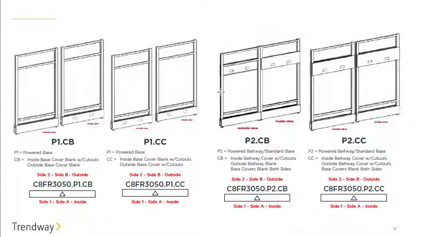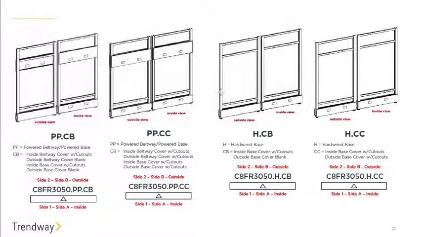In this one, we're showing pre-powered panels. P1 designates power in the raceway, and P2 designates pre-powered power in the beltway. As you can see, there are no blank cutouts on both sides for these offerings, because obviously if they're powered, we're going to need some cutouts. So they're offered with the CB option or the CC option as to the cutouts in the frames. And lastly, we have the PP option, which is pre-powered in the beltway and pre-powered in the raceway. And again, only CC or CB cutouts will be offered.